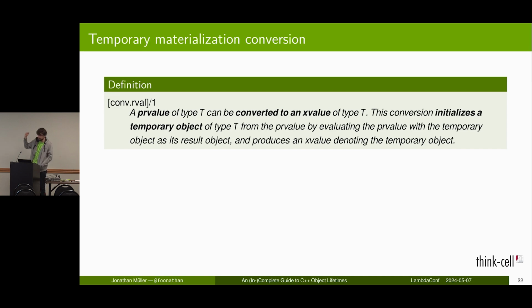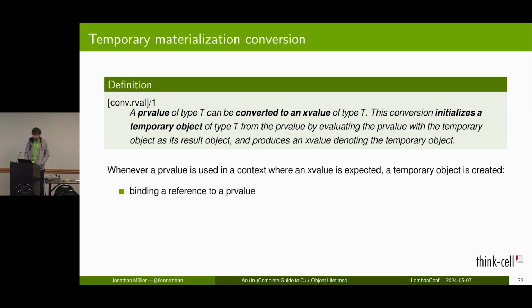And then we've got this beautiful sentence from the standard. A PR value of type T can be converted to an X value of type T. This conversion initializes a temporary object of type T from the PR value by evaluating the PR value with the temporary object as its result object and produces an X value denoting the temporary object. Somebody was trying to hit this word count there.